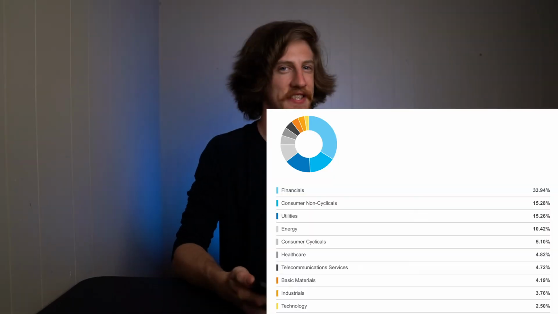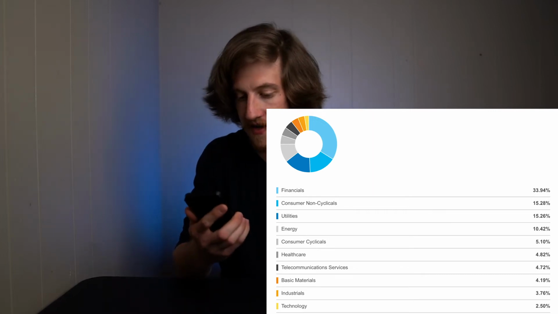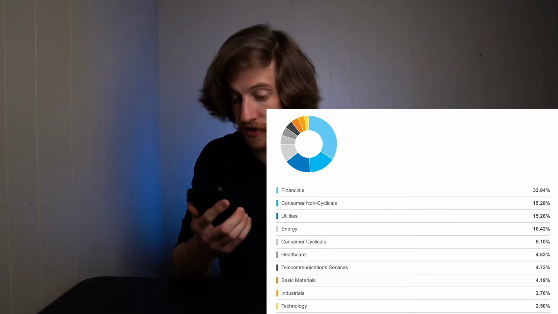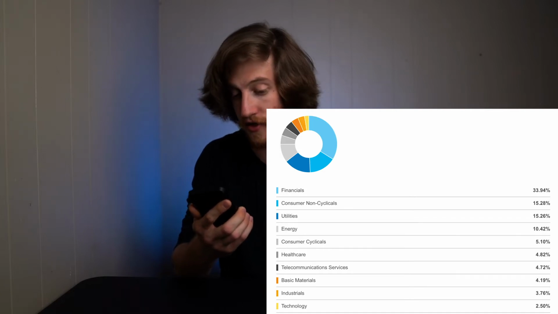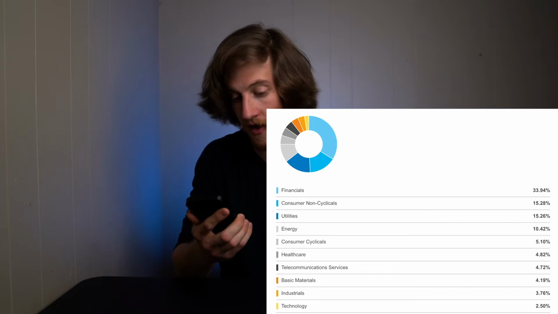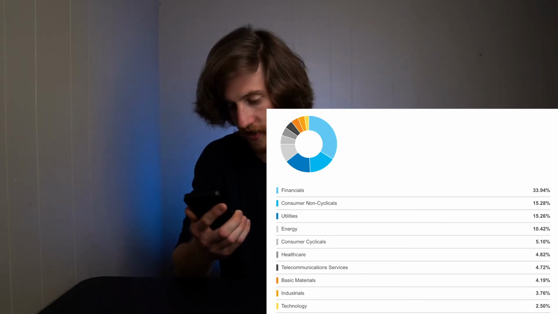Next up, we've got this fancy chart, which shows how the companies are broken down by their stock market sector. At the top, we've got financials, then consumer non-cyclicals, utilities, energy, consumer cyclicals, healthcare, telecommunication services, basic materials, industrials, and technology. Some ETFs might track just one sector of the stock market and then choose the companies from there. Since this one is a more general fund, it's a little more diversified, so this is how they're broken up in those stock market sectors.